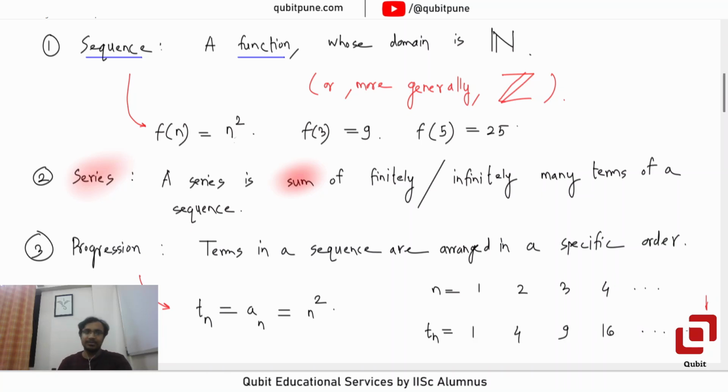The only minor difference between a progression and a sequence is that in a sequence there is no compulsion to write the terms in a specific order, whereas in a progression there is this compulsion. We always write first the term we get on substituting n equal to 1 in the definition of the progression. Is it clear? That's the difference, but we will consider sequence and progression as synonyms. Okay. All right.